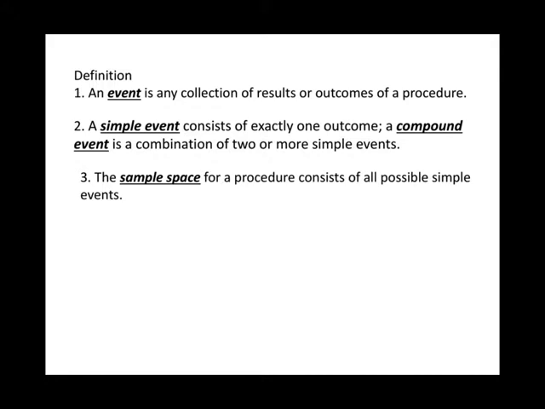Let us look at this example. Flip the coin. This is the event or the procedure. When I flip the coin, I can only get head or tail. Since we only have exactly one outcome, we call this a simple event. In session 4.1, we only cover the simple event, and in the next sessions, we will talk about the compound event.